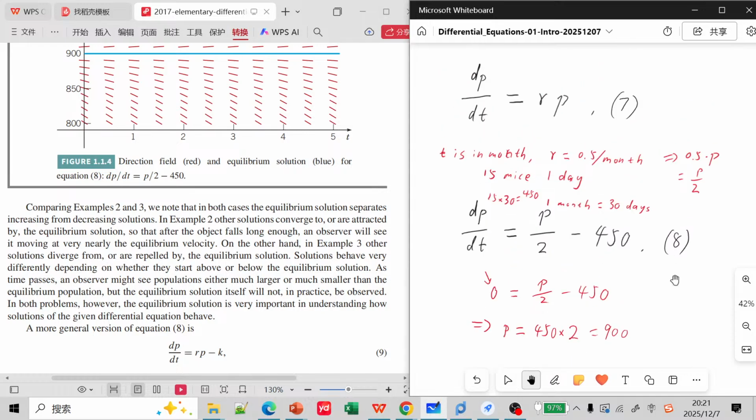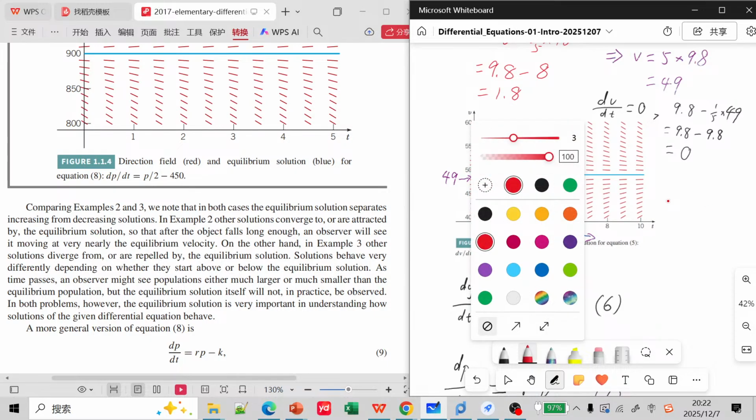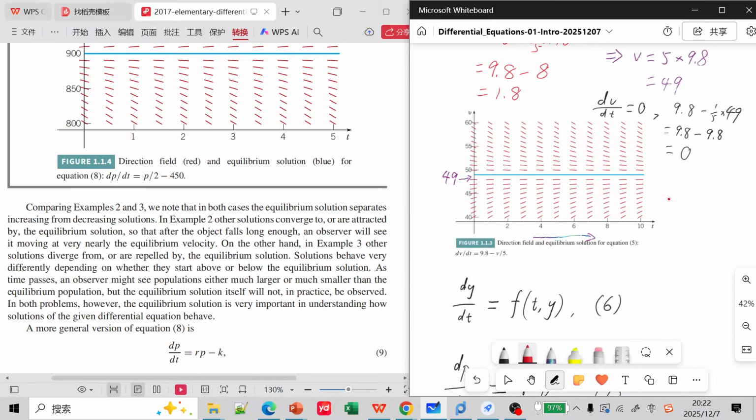Let's look at that figure. This is for example 2. That's right here. This is example 2. It's converging.